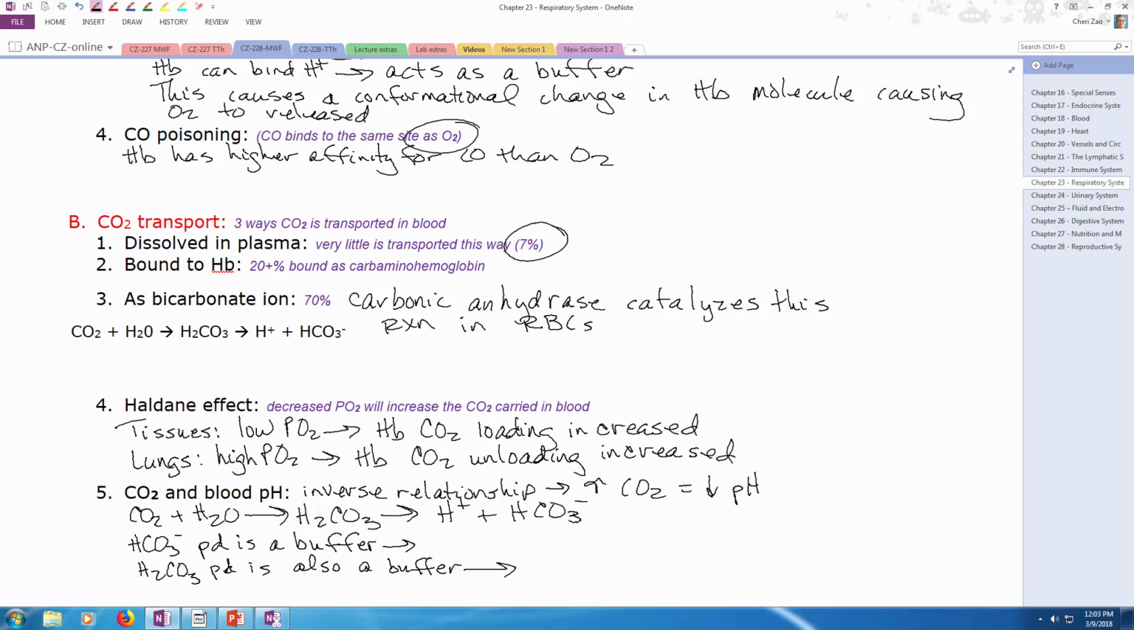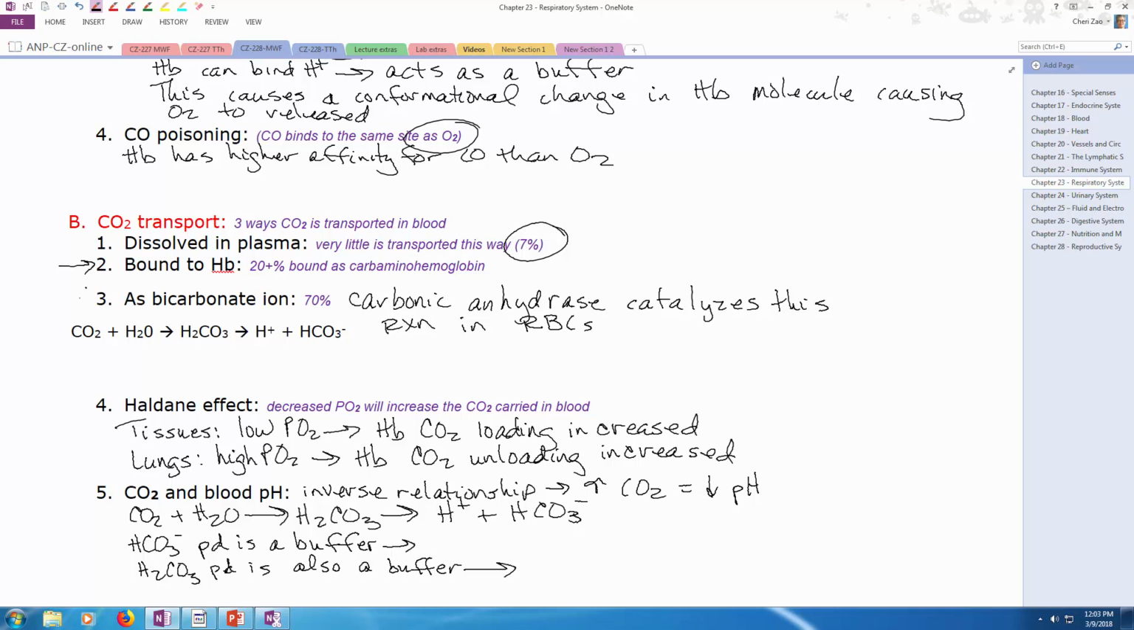The other way that carbon dioxide is transported is there is a binding site on hemoglobin specifically for carbon dioxide. The binding site is different than the binding site for oxygen. And whenever carbon dioxide is bound to hemoglobin, it has this long name that's always a tongue twister for me, carbaminohemoglobin. So about 20% of our carbon dioxide is carried around on hemoglobin. And we know hemoglobin is going to go to external respiration as well as internal respiration via the bloodstream.